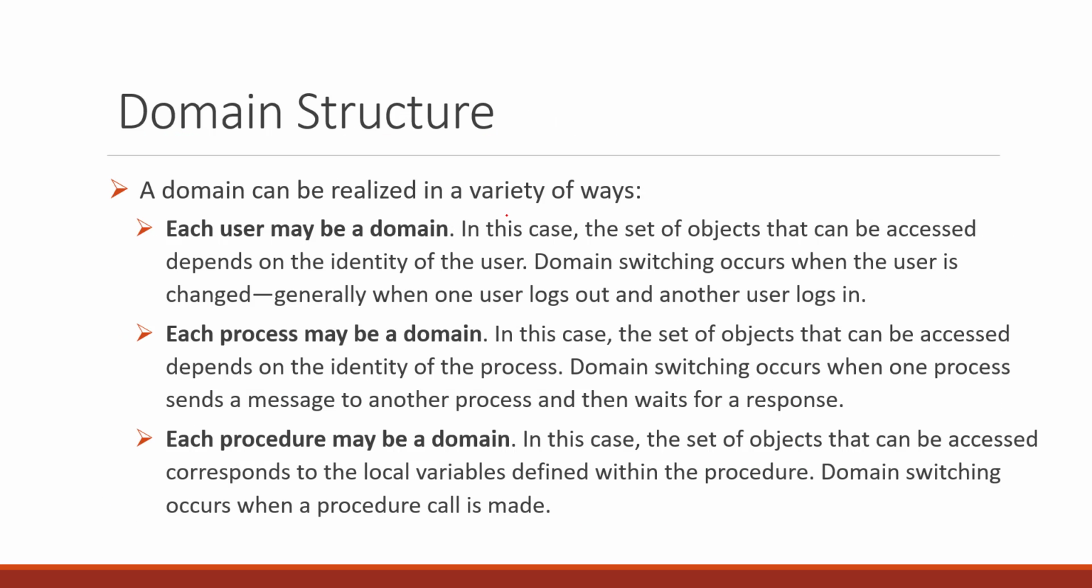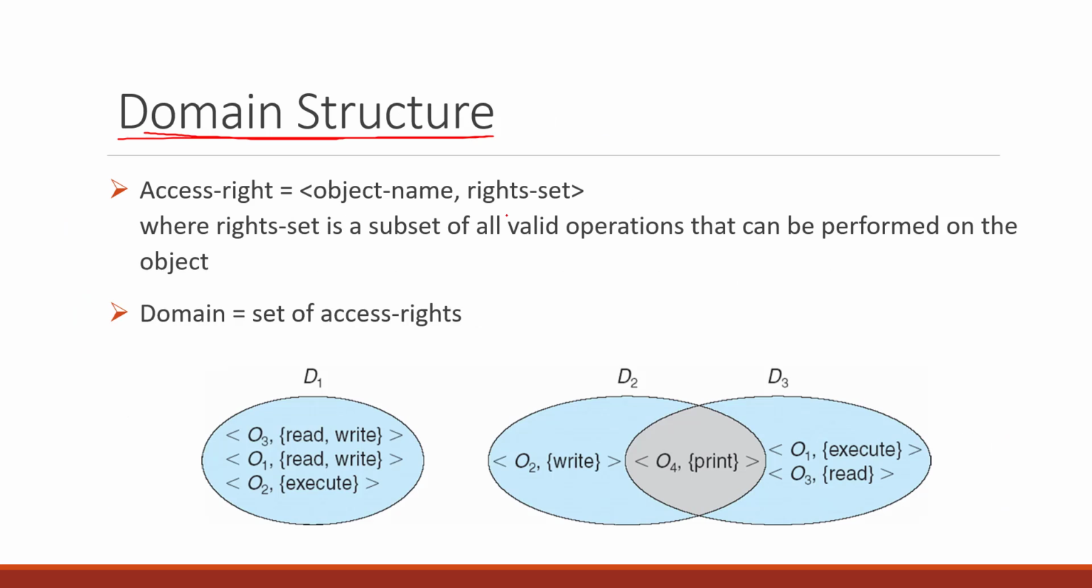Before I go to domain structure, I wanted to tell you about domain. A domain is basically a set of rules, or a set of access rights. Now what is an access right? An access right is basically the name of an object and the rights given to it.